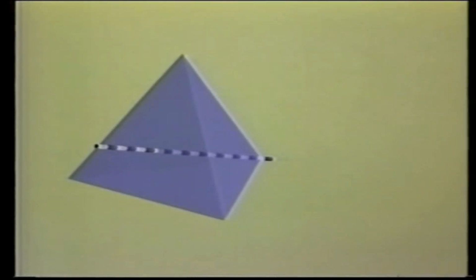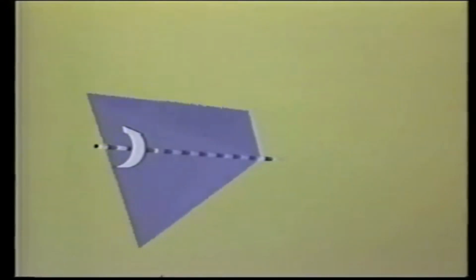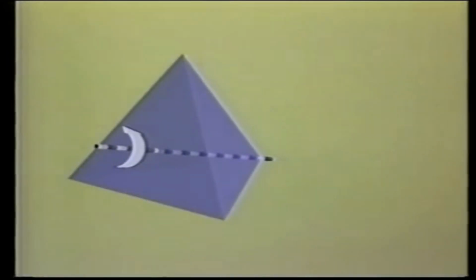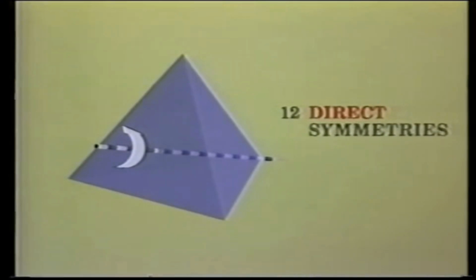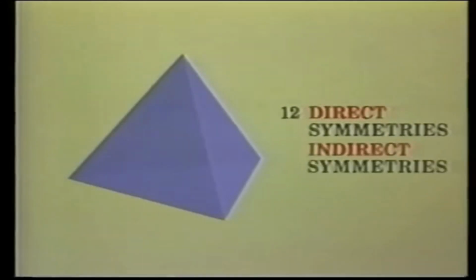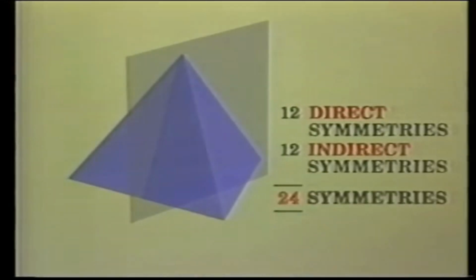There are other rotations. Each fixes one of the 4 vertices and rotates either through 1/3 of a turn or through 2/3 of a turn. Well, this gives all 12 direct symmetries of the tetrahedron. And then there are indirect symmetries, such as a reflection in this plane. And I get all 12 indirect symmetries by composing this reflection with each of the direct symmetries in turn. So the tetrahedron has 24 symmetries altogether.